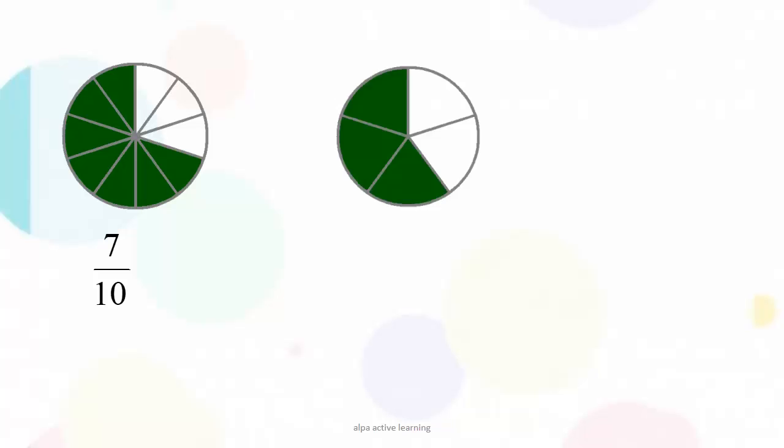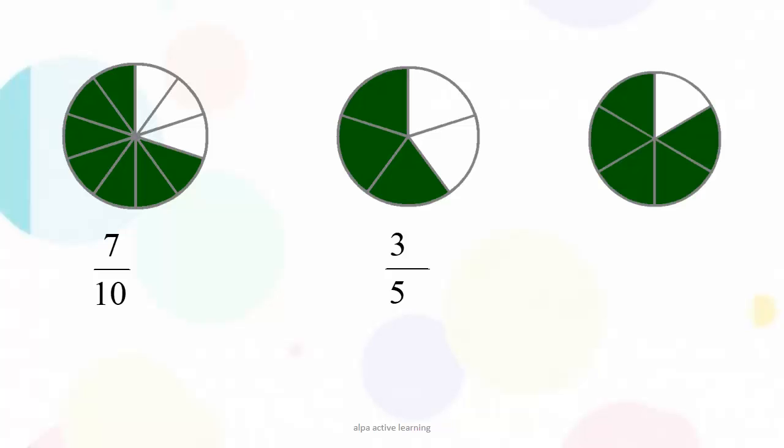Look at this circle. We have made certain parts. Now, just observe, count. How many colored parts? 7 green parts out of 10. Second example. Yes, 3 colored parts out of 5, and in the last there are 5 colored parts out of 6. These fractions are of 3 types.